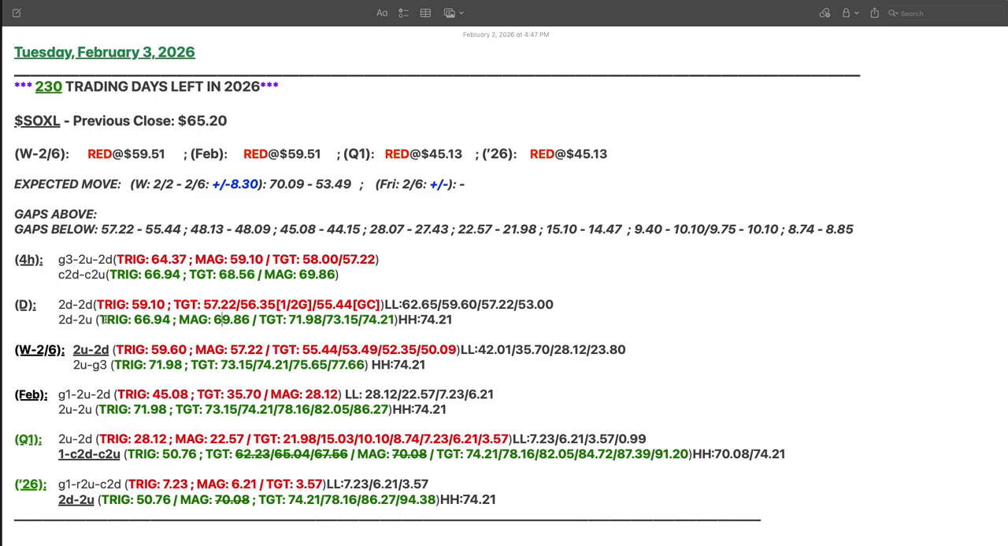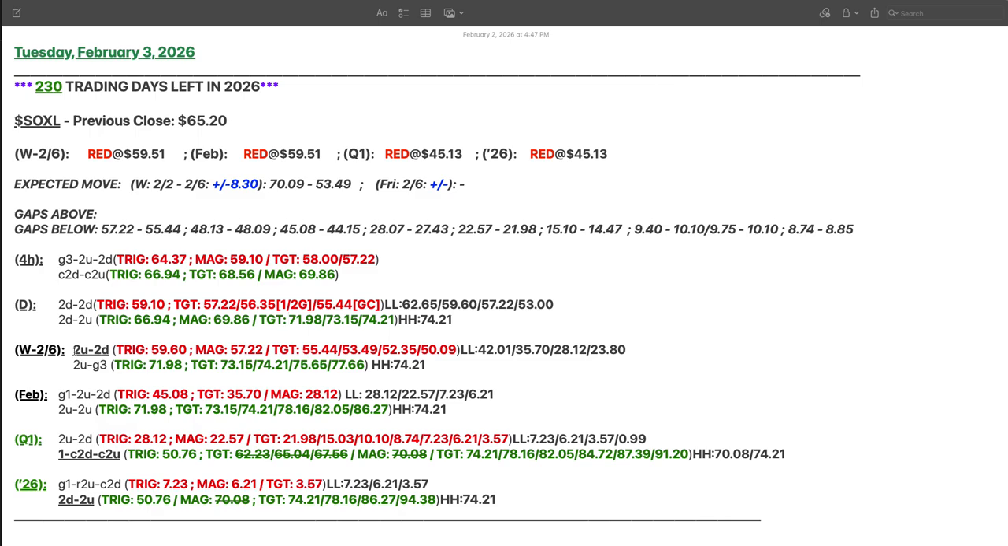But if we do just flip things and earnings and economic numbers don't hold us back and we just start running to the upside, we do have extended targets of 71.98, 73.15. And of course, 74.21, the all-time high. I don't know that we would get to that in one day, but we've got to keep it out there because the volatility is pretty high right now, and the swings are pretty big right now. So at least for SOXL.